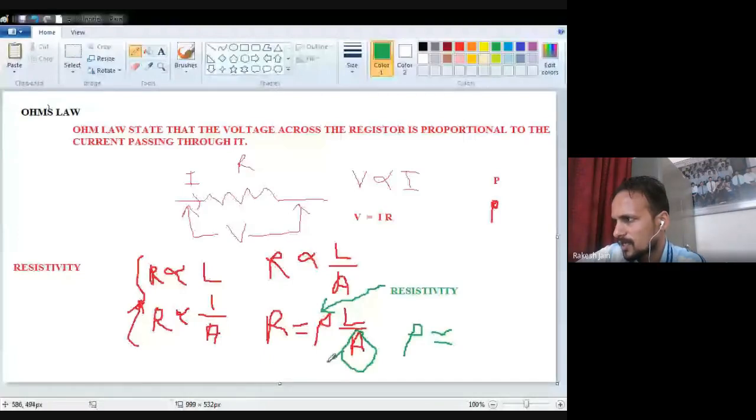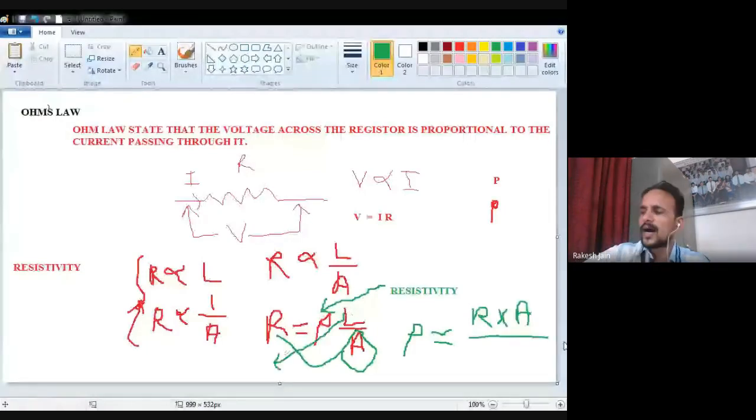So R is multiplied by P divided by this L, which will go here at the denominator side. So divided by L. So rho is equal to R multiplied by A by L.